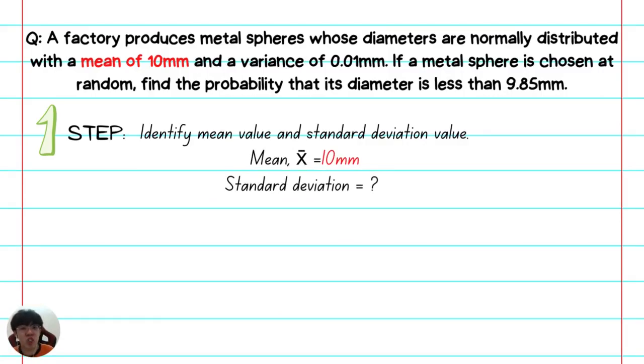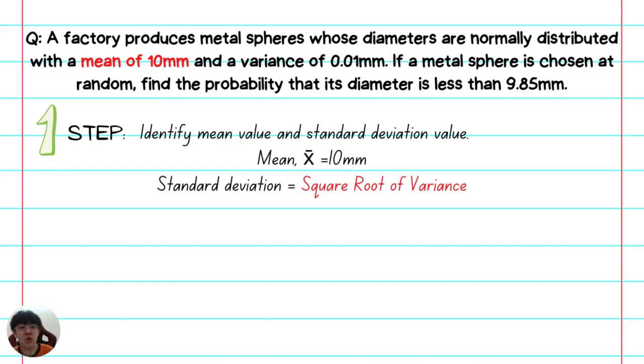Now we have to do some revision on the meaning of standard deviation. Standard deviation is actually equals to the square root of variance. And based on the question, variance is equals to 0.01. So the square root of variance 0.01 equals to 0.1, which is also the standard deviation value.